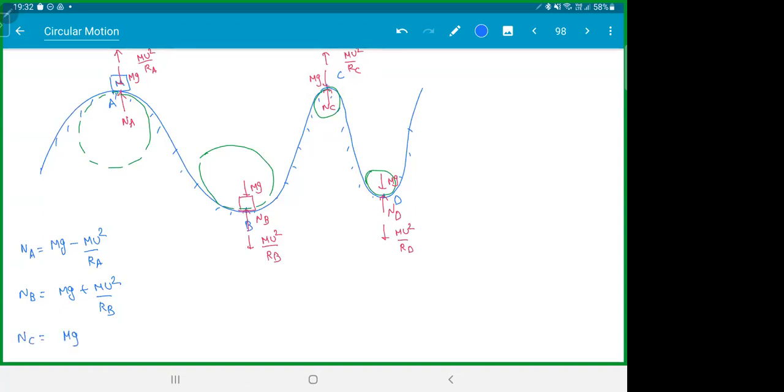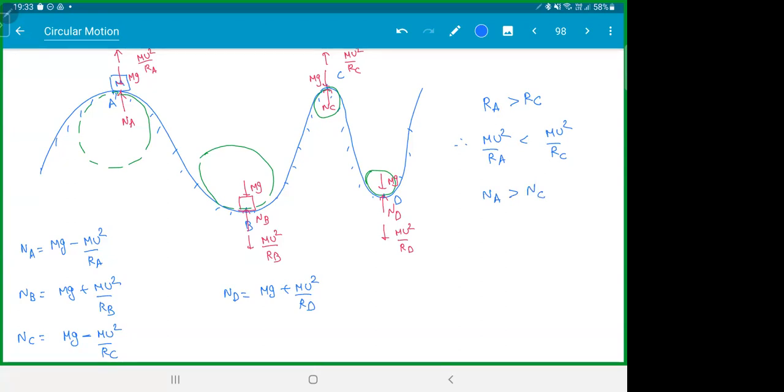Nc will be again what? Mg minus mu square by Rc. Nd will be Mg plus mu square by Rd. So if you observe here, definitely A and C are smaller, B and D are greater. Between A and C, who is bigger? Radius of curvature Ra is greater than Rc. Therefore, mu square by Ra is less than mu square by Rc. So the negative value is smaller. Therefore, Na is greater than Nc.